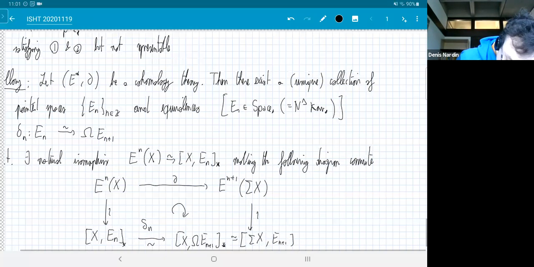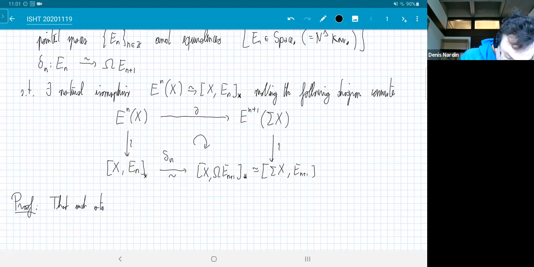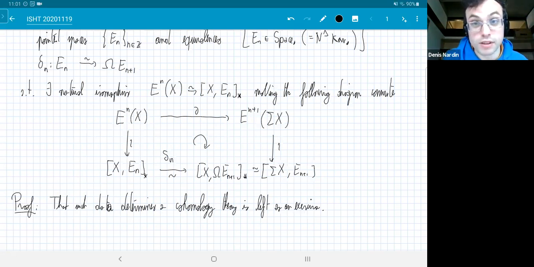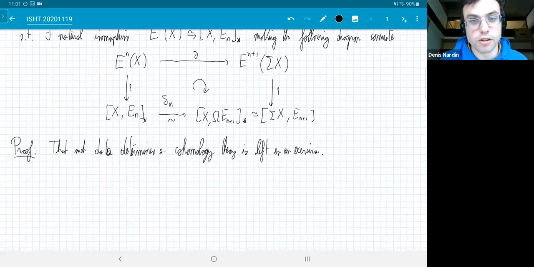Okay, one direction I am actually going to leave as an exercise. We did most of the work last semester, actually, but that such data determines a cohomology theory is left as an exercise. I might say a couple of words about where the abelian group structure is coming from. But for now, let me just do the other direction. From a cohomology theory, construct such data. Okay?